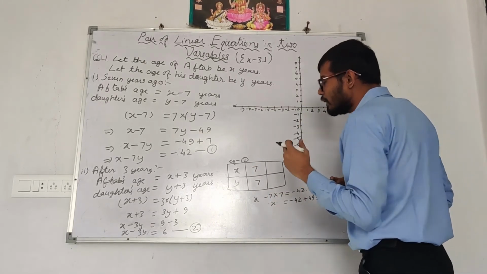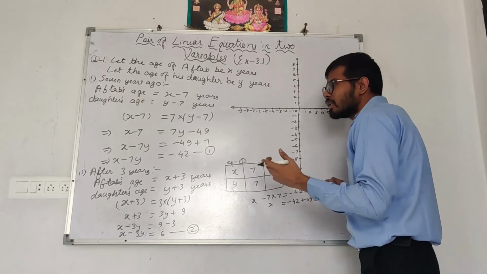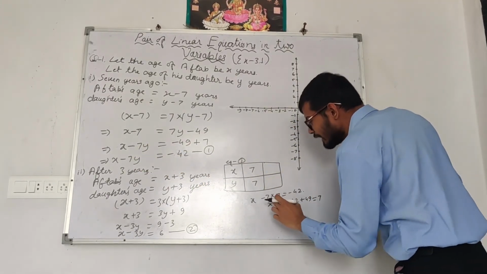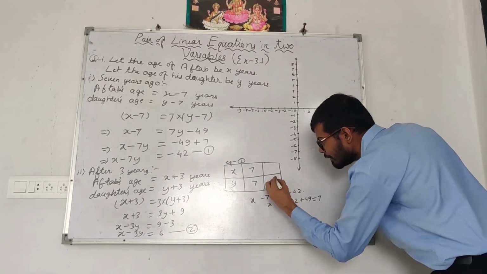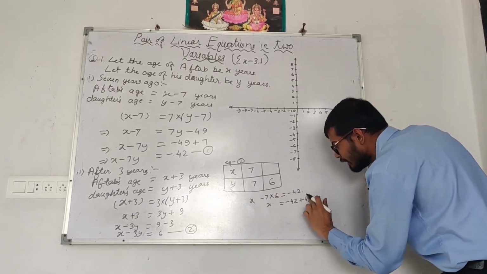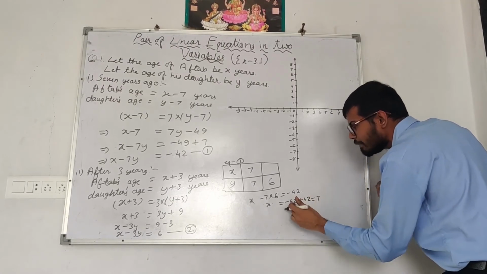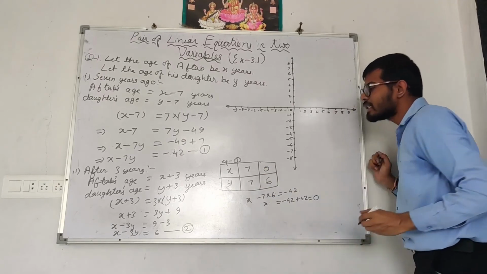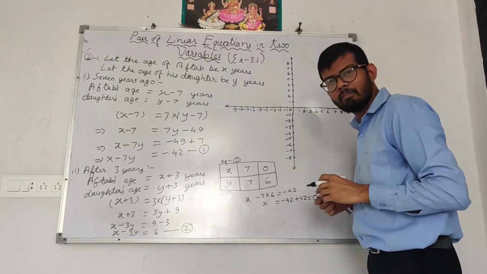Next we will put the value of y as 6. Why are we putting 6 here? Because 7 into 6 is 42. So what will happen here? 7 into 6 becomes 42. So minus 42, when it goes to that side, becomes plus 42. So minus 42 and plus 42, the answer will be 0. So our second point will be 0, 6.